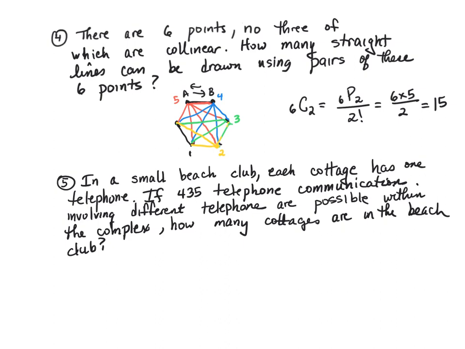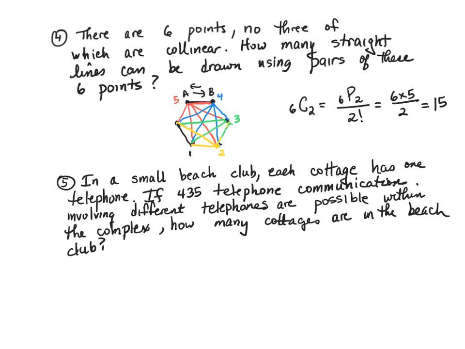In a small beach club, each cottage has one telephone. If 435 telephone communications involving different phones are possible within the complex, how many cottages are in the beach club? Okay, now this problem, well, think about the previous problem. All those line segments that we drew to connect the points are like connecting the telephone lines.